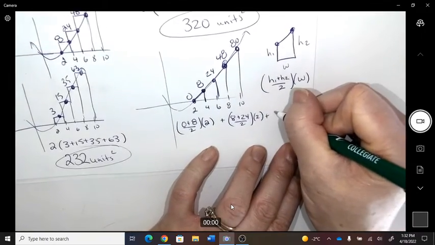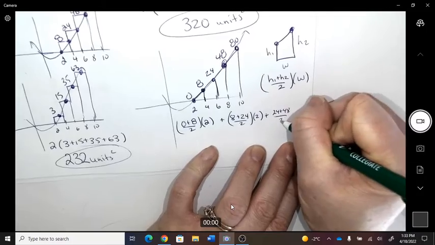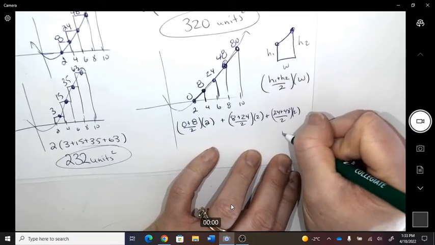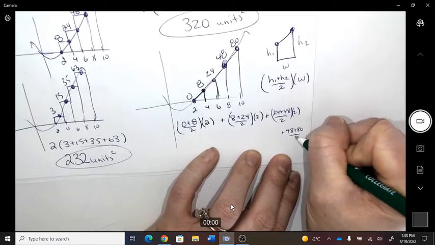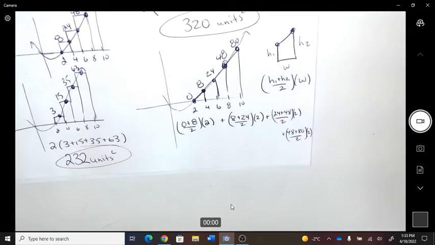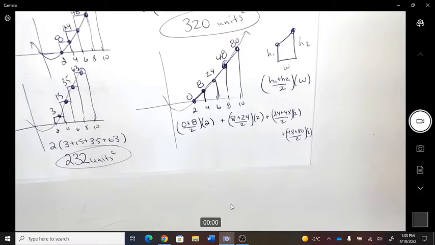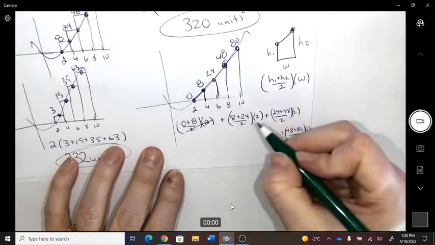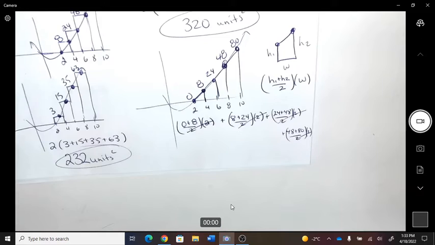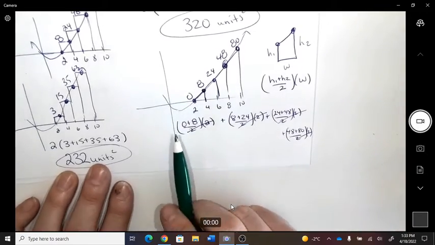Second one, so the average height times the width. Okay, because the width is 2, this works. If I don't have a width of 2, by the way, that doesn't work out, right? So if the width is 2, it's good. If it's not, that won't work.